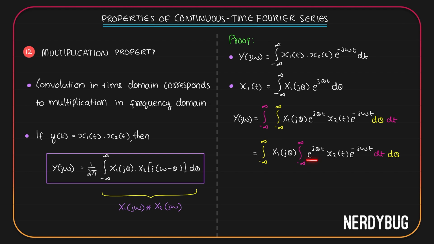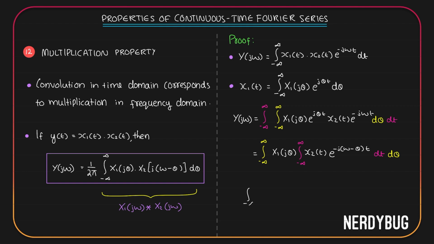Now here we have e raised to j theta t, here we have e raised to minus j omega t. Let us put them together. We can combine them by adding their exponents. It becomes e raised to minus j omega minus theta t.